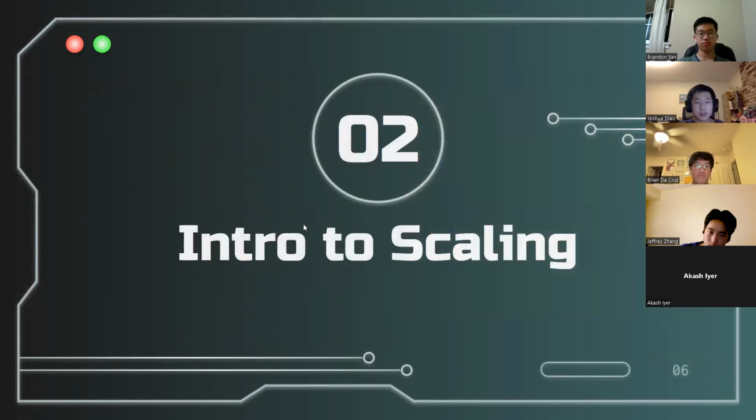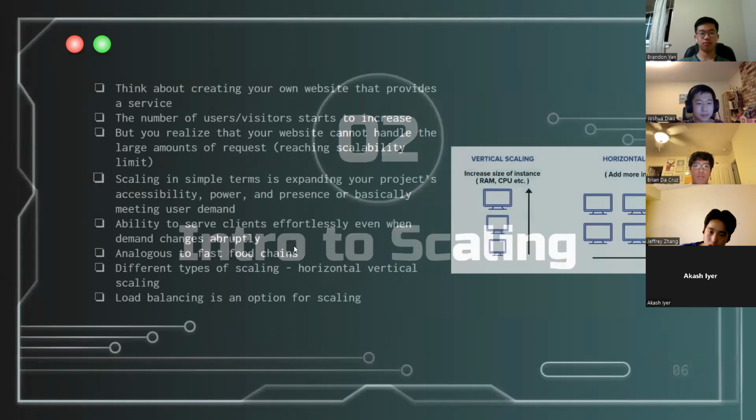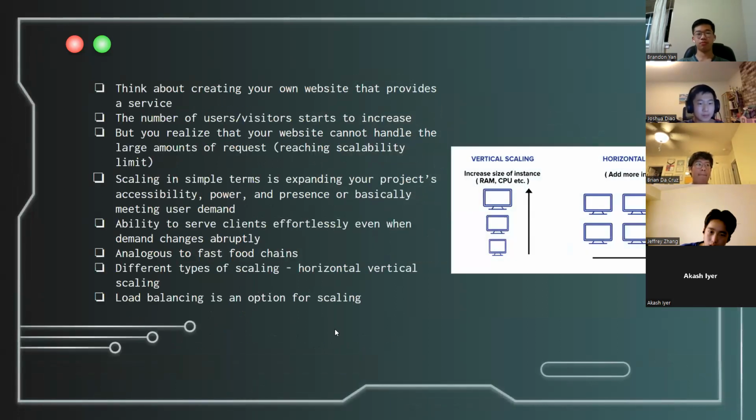All right, so let's have an intro on scaling. Okay, so what is scaling? I would like to ask you guys to think about a scenario. Think that you created your own website and it provides a service. Think about maybe you created a website like Amazon or eBay where users can buy and sell stuff.